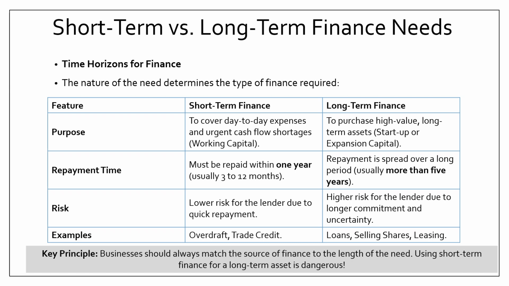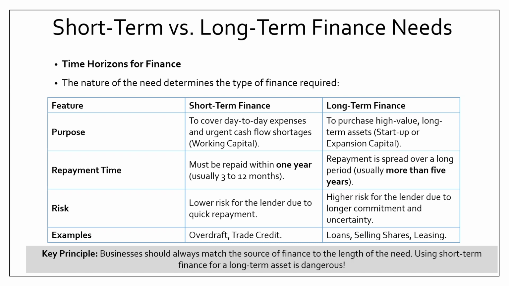Number two, repayment time. The short term finance must be repaid within 1 year, which is usually between 3 to 12 months. But the long term finance repayment is spread over a long period, usually more than 5 years. And number three is the risk factor. For a short term finance, there is lower risk for the lender due to quick repayment. In long term finance, there is higher risk for the lender due to longer commitment and uncertainty.